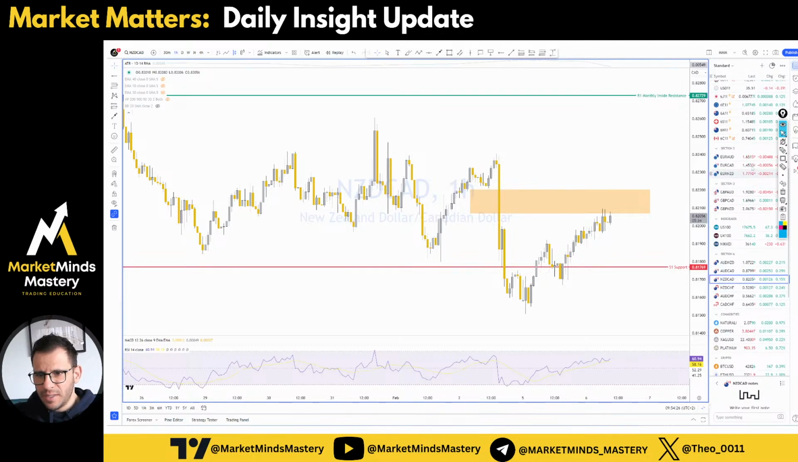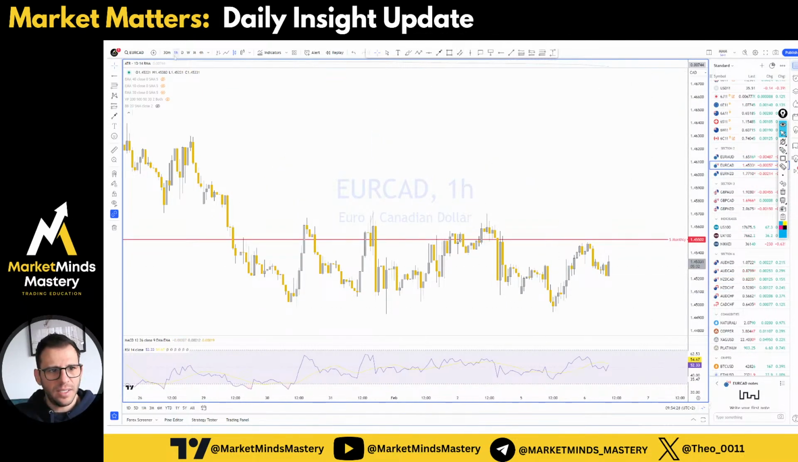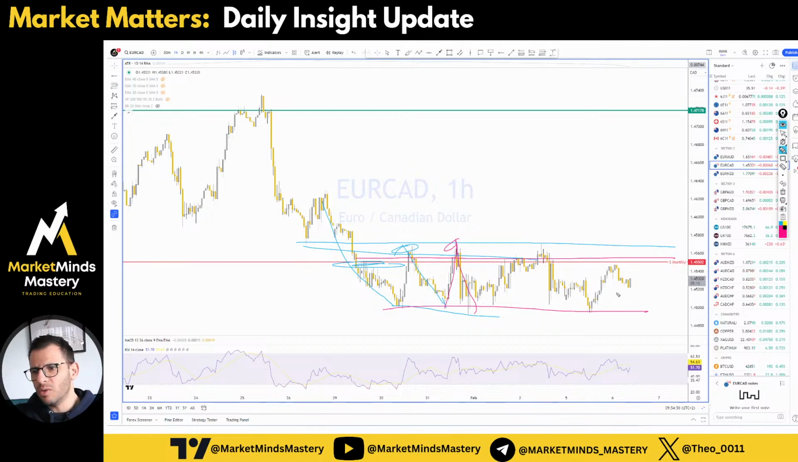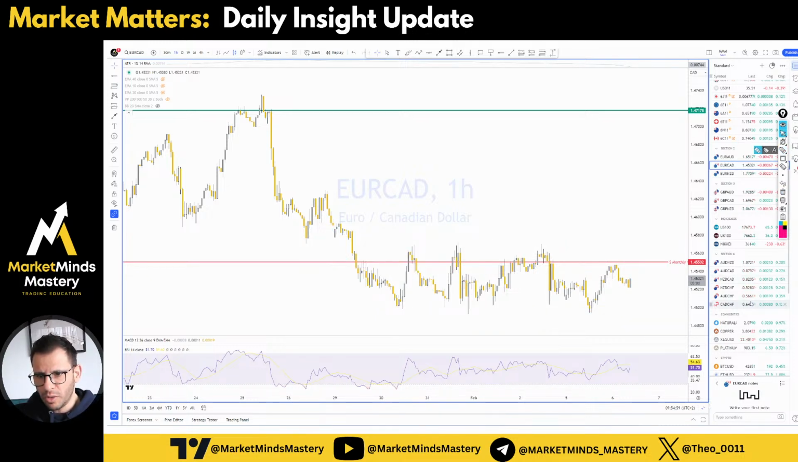For the rest, guys, EuroCAD, it's something we expected to see a directional move after the price broke below this area of support. Then it retested here, didn't manage to move lower. Then it pushed back upwards, didn't manage to move lower again. So it entered a new consolidation area. So we expect to see a move to the downside. If that occurs, we will look for short.